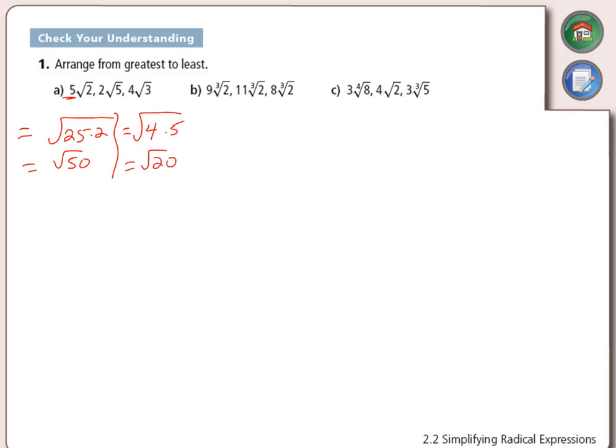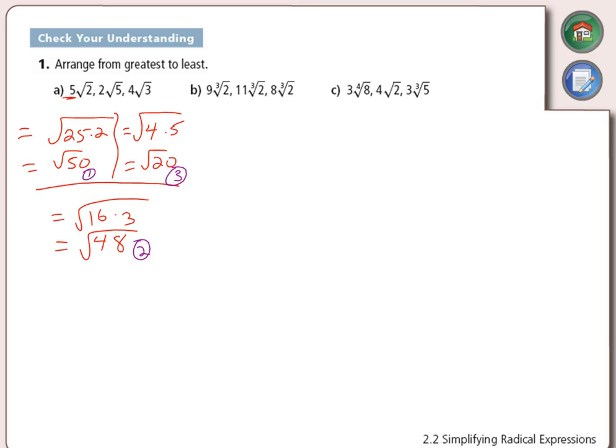And the last one, we got 4 squared, that's 16, multiplied by the 3, all inside. 16 times 3 gives us 48 inside the radical. So I've got to order them greatest to least. 50 is bigger than 48, bigger than 20. So we're going to go in that order. This one is 1, this one's 2, that one's 3.